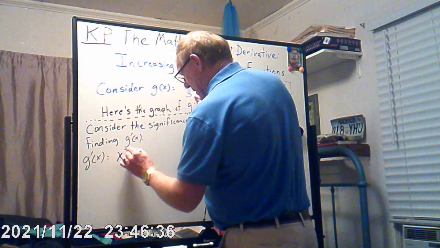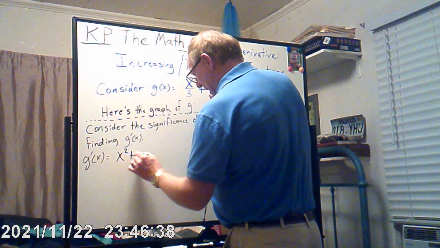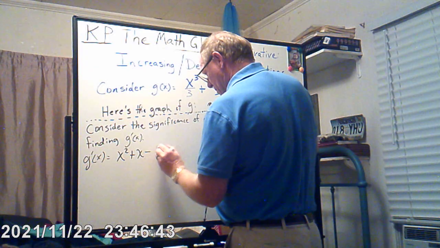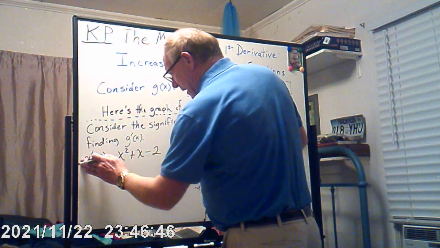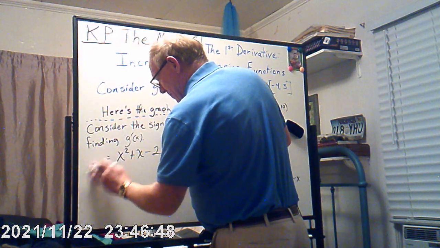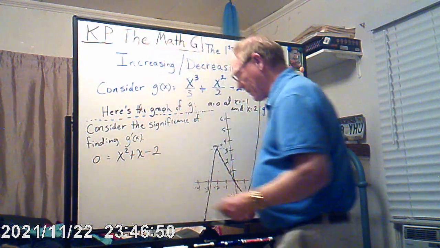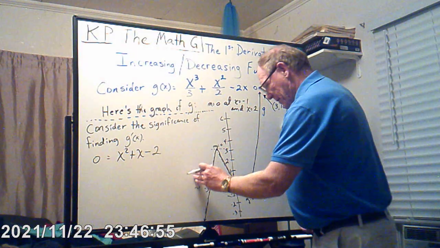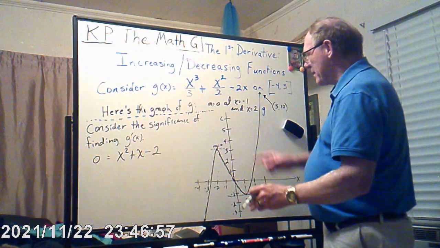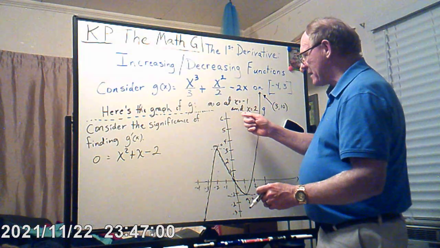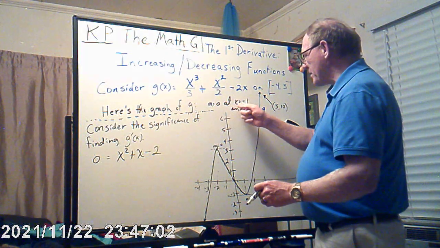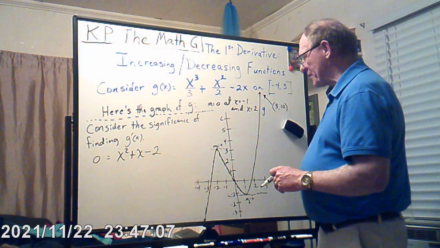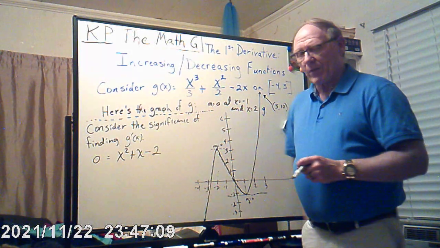x squared plus x minus 2. And we want to actually set this equal to 0. That's where we want that horizontal tangent line. So when we solved, we found that the horizontal tangents are at x equals -1 and at x equals 2. Okay.